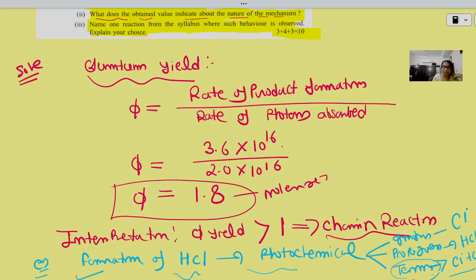It is a very good example because of the formation of HCl by the photochemical reaction. The yield is very high, that is, the quantum yield is between 10 to the power 4 and 10 to the power 6. So you can give this example with all three steps: initiation, propagation, and termination.